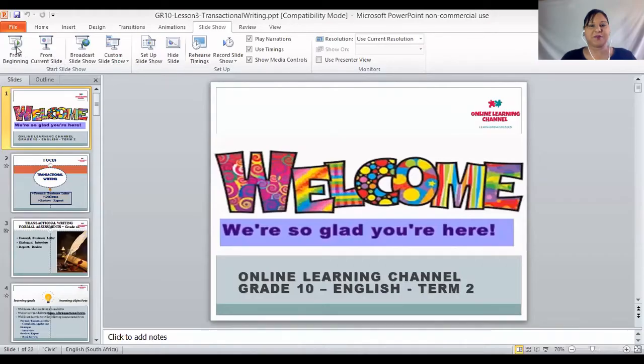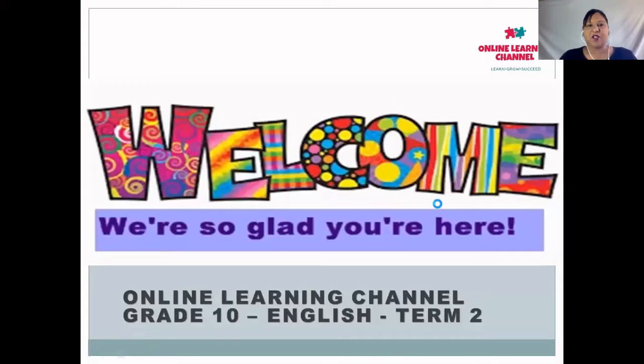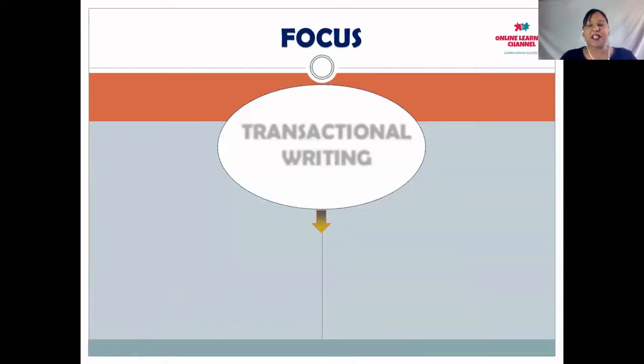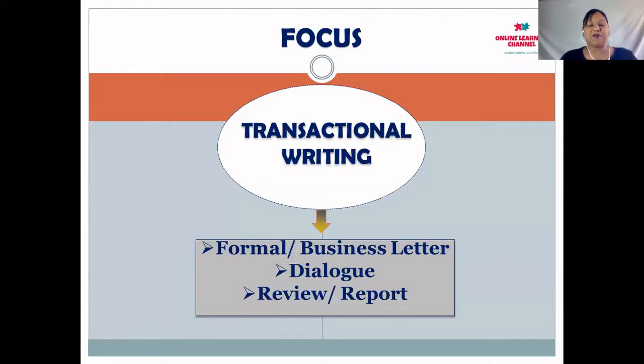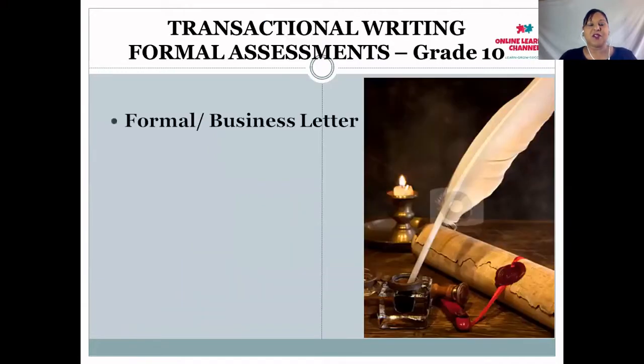Today's lesson will be on transactional writing. Previously, we did essay writing. Now we're going to focus on the shorter transactional text, and that will be mainly the formal business letters, dialogue, review, and report. So transactional writing for grade 10s is what you will be tested on in paper 3.